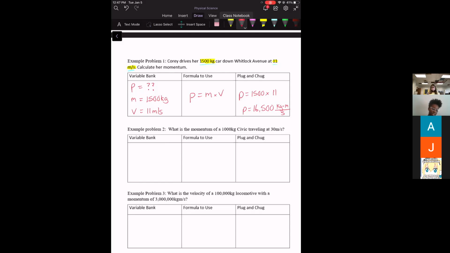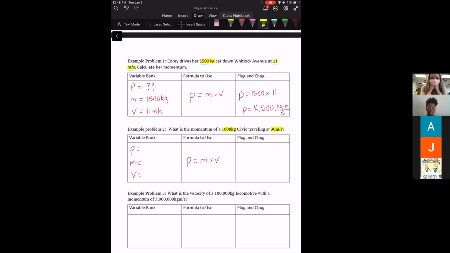All right, let's do this next one. We know this is still going to be P equals M times V. We still need P is equal to, M is equal to, V is equal to. This one says, what is the momentum of a 1,000 kilogram Civic, that's a Honda Civic, traveling at 30 meters per second?